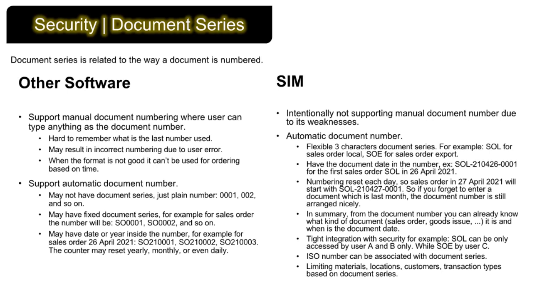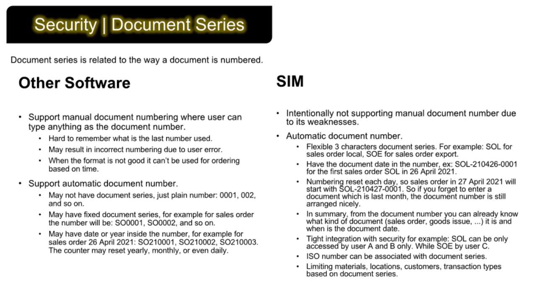Yet, some other software supports automatic numbering. It may only contain numbers, or a fixed document series such as SO for sales order document. It may have the year in the number and a counter that resets yearly.